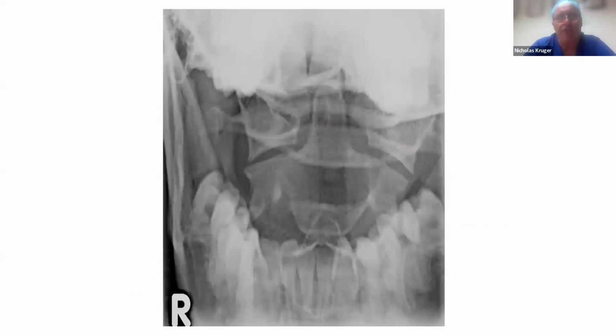On the open mouth view, you want to appreciate the odontoid peg and the lateral mass of C1. Remember, C1's a ring, so any axial load will cause it to split apart.